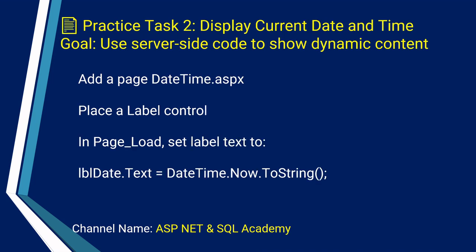Next, let us make our page dynamic. Add a new page called DateTime.aspx. Place a label control on it. In the Page_Load event, write code so the label displays the current date and time. This way, every time you refresh, you will see the updated value.